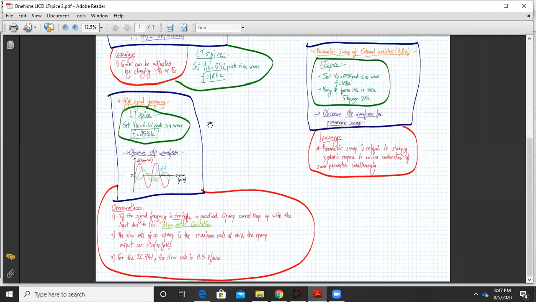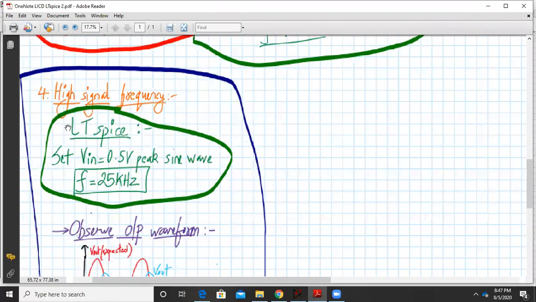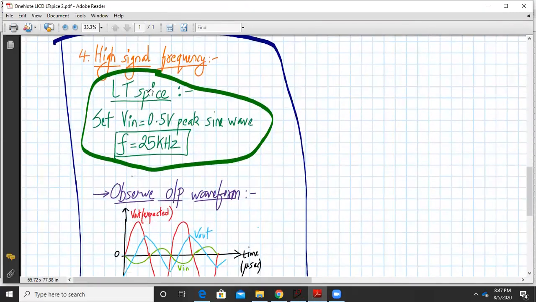Now let us go to phase 4, which is the effect of high frequency response. Here we have to set Vin equal to a 0.5 volt peak sine wave. The only thing you have to change now is to increase the frequency to 25 kilohertz. So let us do that now.